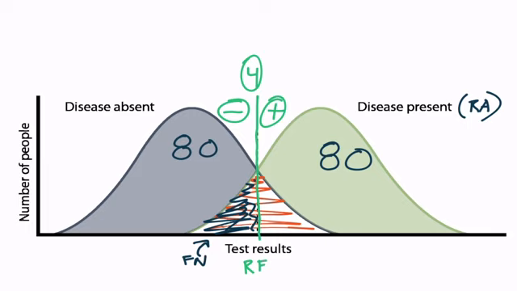Likewise, most of our disease-free patients would be negative. However, some of them tested positive, which is this group here. These would then be our false positives. So let's revisit the math.